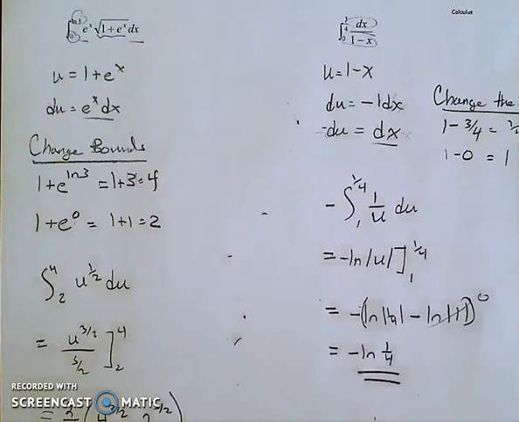So the joke of the day comes from my wife. What happened to the plant in math class? It grew square roots. That's a good one.